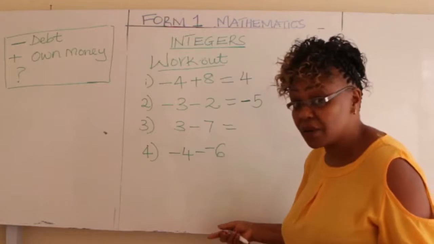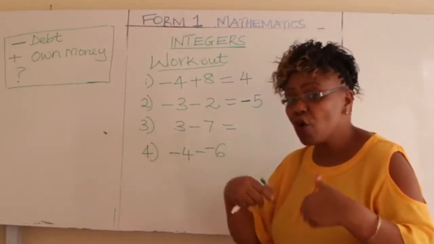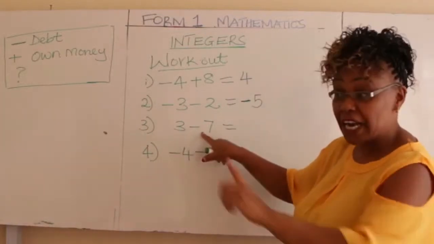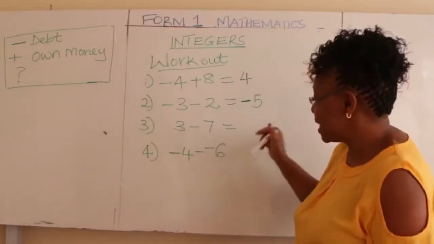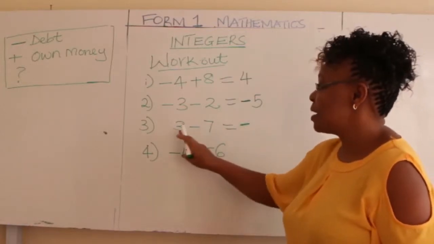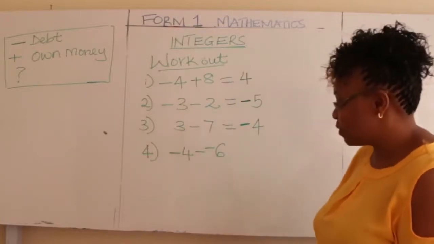Then you ask yourself a question. If I pay the debt, will I be left with my own money or a debt? I have my own 3 shillings, I'm paying a debt of 7 shillings. So, if I pay the debt, I'll be left with a debt. So you write here, negative. A debt of what? 7 minus 3, which gives us 4. So the answer is negative 4.